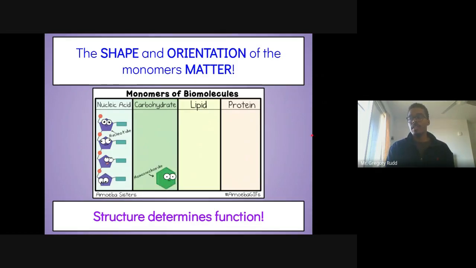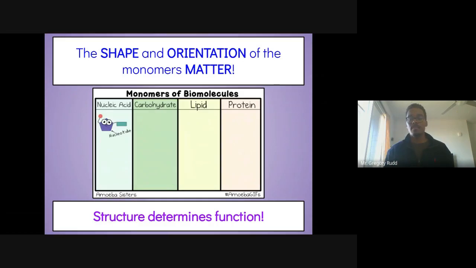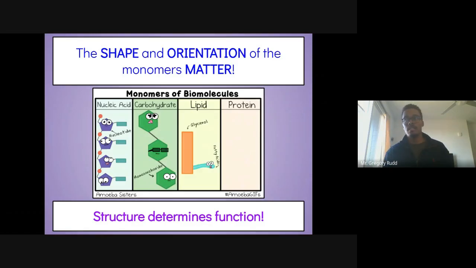So here's the theme that I do want you all to write down, and you'll hear me say it a lot through the course. Structure determines function. You will hear me say that a lot throughout this semester. And what that really means is that the shape matters.